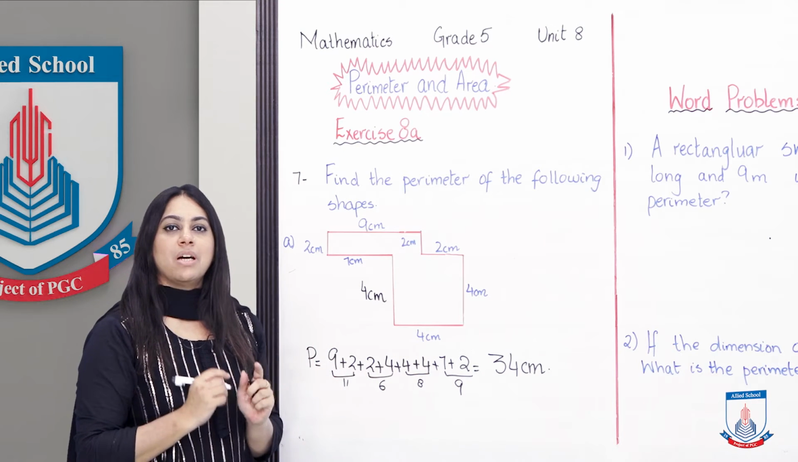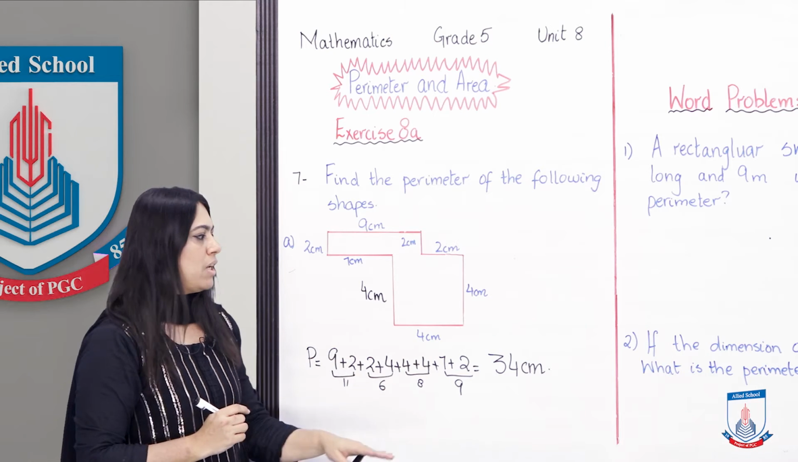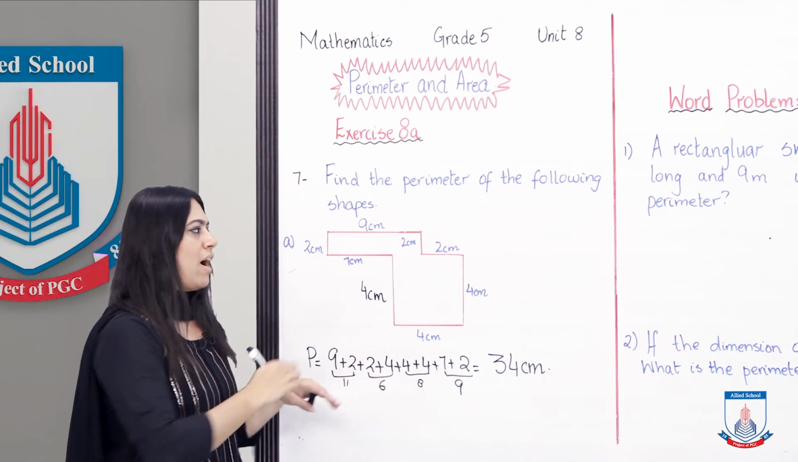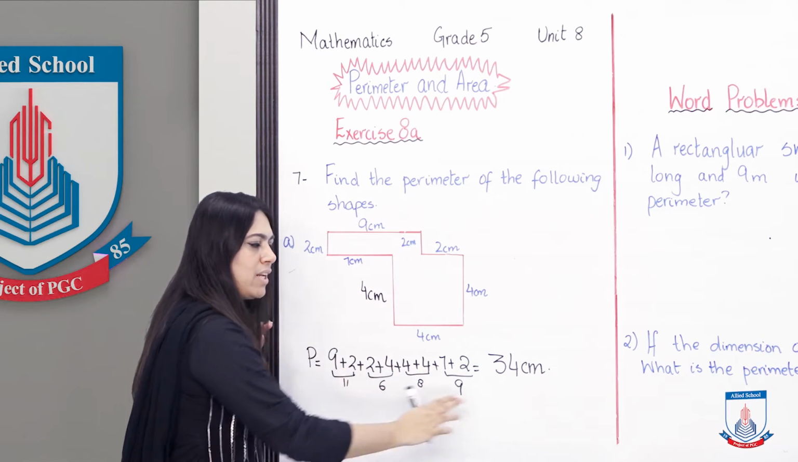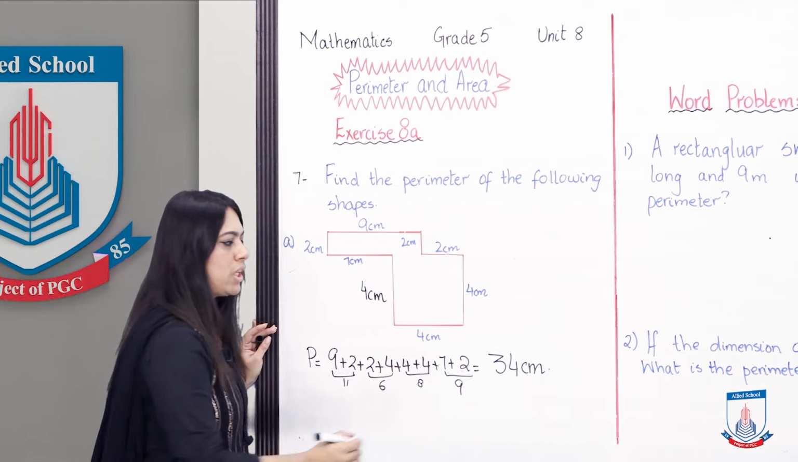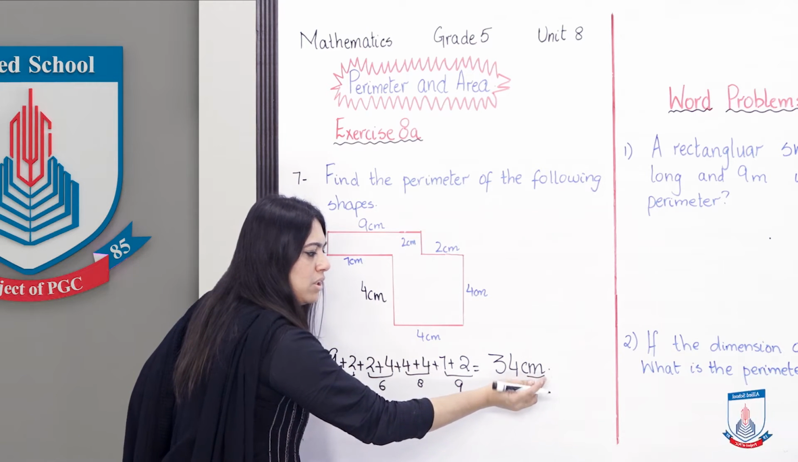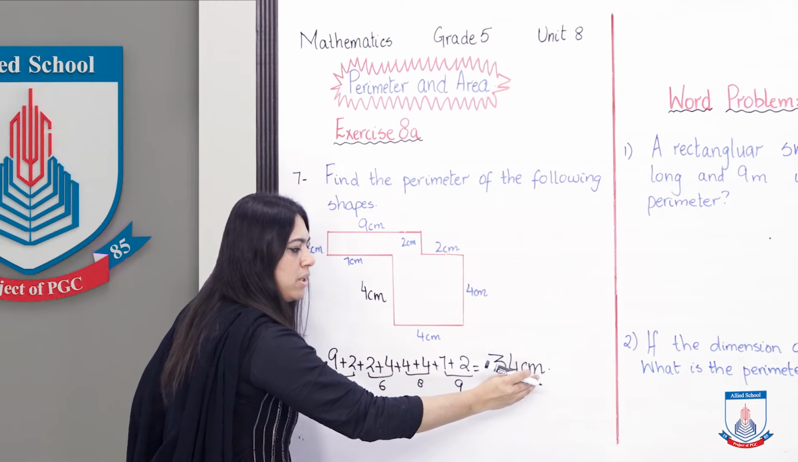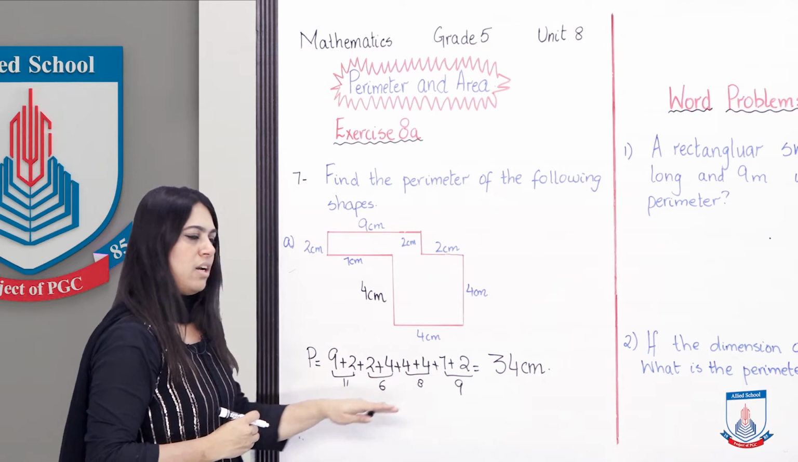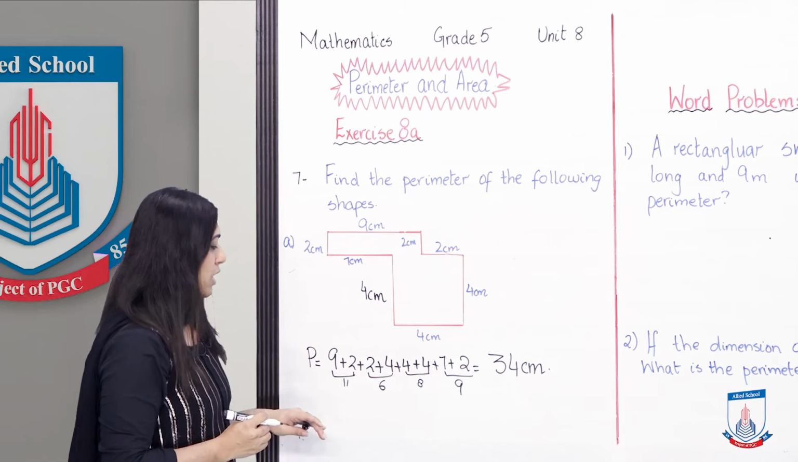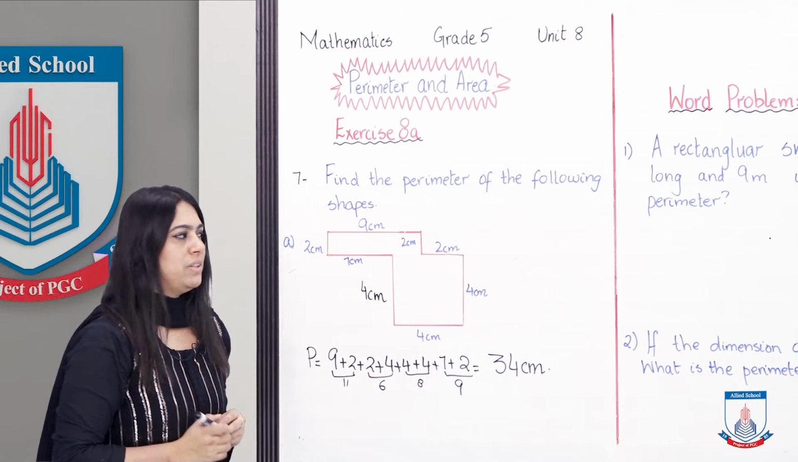So students, the B part is also similar to that question. You are going to add all the sides and write down the answer. And the unit of perimeter will be centimeter, not square, because perimeter is not being multiplied. They are adding it up. So now we are moving toward the next board.